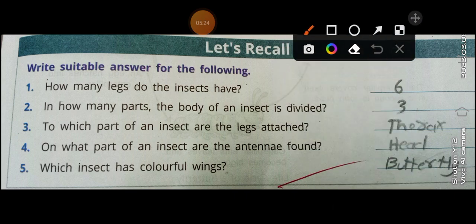Okay, how many legs do insects have? Yes, three pairs. Okay, in how many parts is the body of an insect divided? That is three: head, thorax, and abdomen.